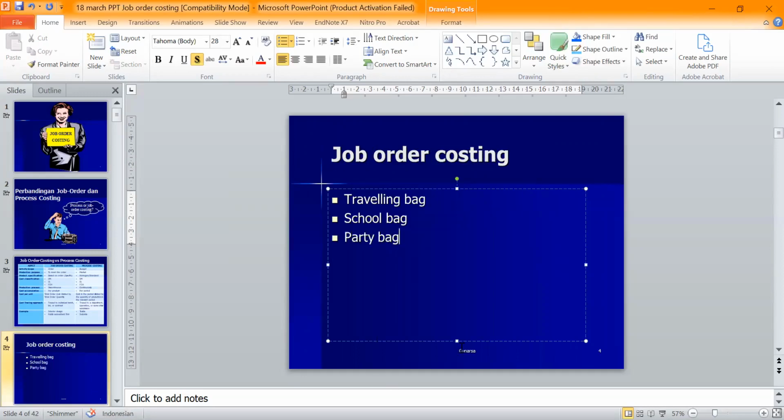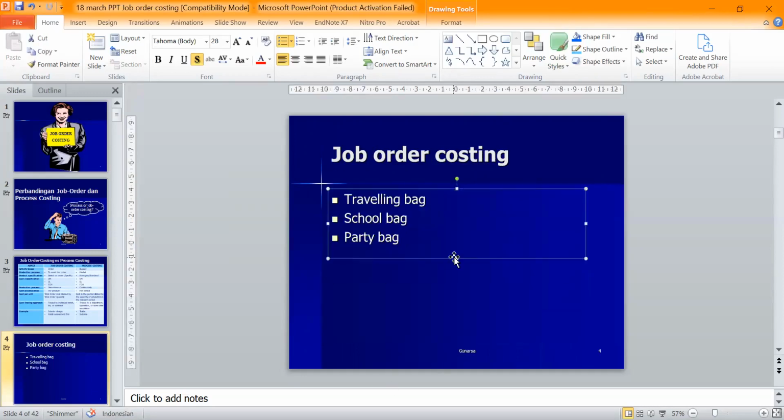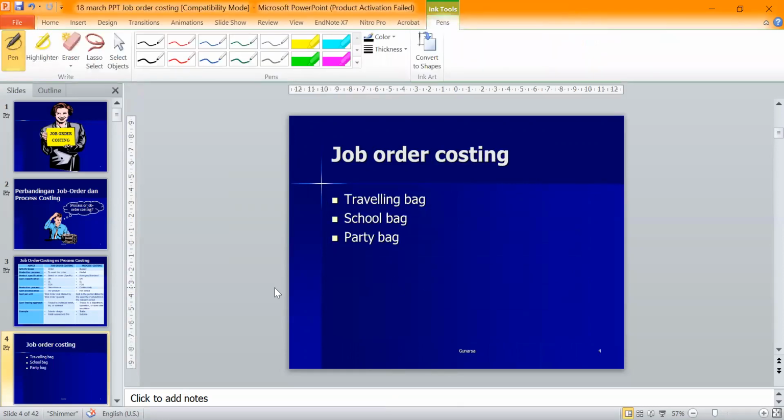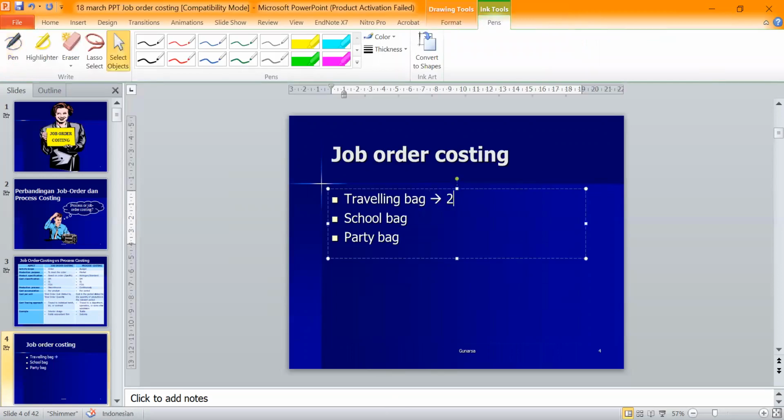Let's say for this period, this company produced the traveling bag. Let's say the total unit of it is 20 units based on the total order, right? And then for the school bag is 200 units. And then for the party bag, let's say 30 units.